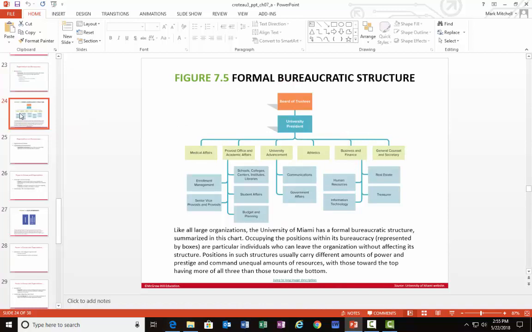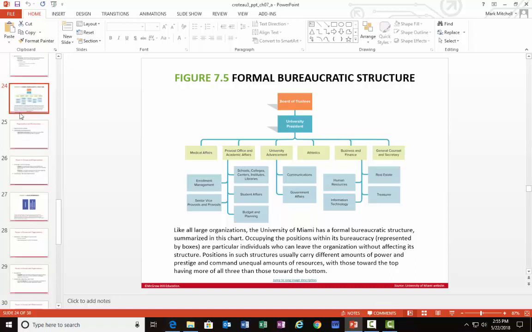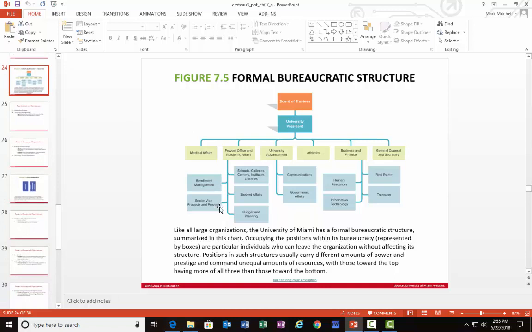Here's an example of some of the hierarchy and the different positions that we talked about from the previous slide. This is the University of Miami that our book has provided for us, and I don't think JCC is really much that different at all. There may be a few different labels up here, but the organization seems pretty much the same.